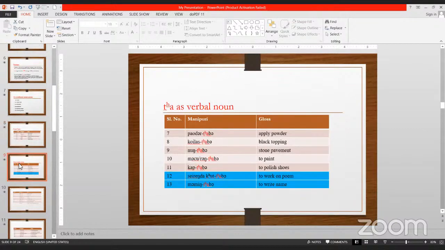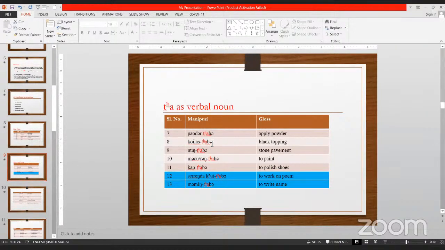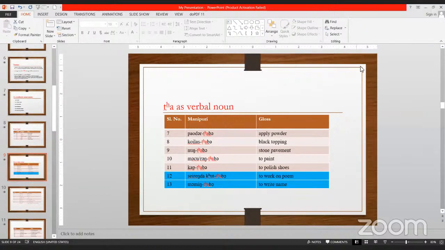this is actually Thaba, right? Thaba, yes. So it is part of a bigger word. Yes, by powder thaba itself, it can give the meaning as we are giving, like applying powder or to apply powder. Okay, thank you for that. Thank you, Niranjan.